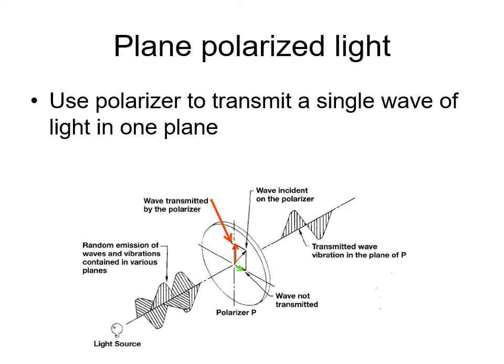Now we're going to take a look at plane polarized light. You can use a polarizer to transmit a single wave of light in one plane. In our diagram down here, we can see our light source, but then you have this random emission of waves and vibrations contained in various planes. We can send that through this polarizer here, where some are transmitted and some are not. Coming off the backside, we can see this one plane of transmitted light right here: the transmitted wave vibrating in the plane P. So just in one plane.